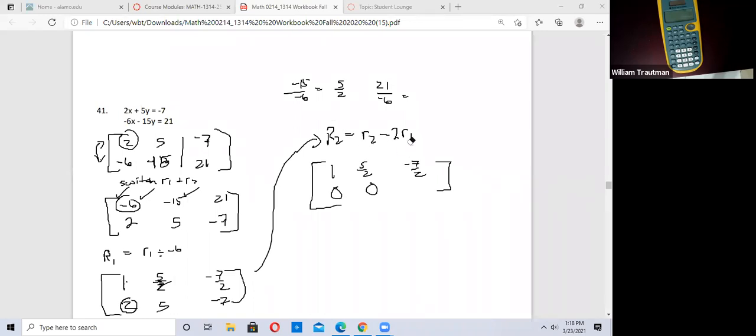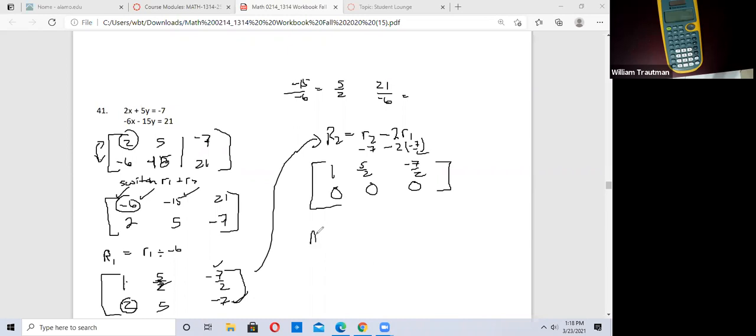And then when I put the last number in there, -7, minus 2 times row 1, which is -7/2. Do you see? I'm putting -7 for row 2 and -7/2 for row 1. And when I do that, I get 0. I end up with 0, 0, 0 on the bottom. What's my answer?